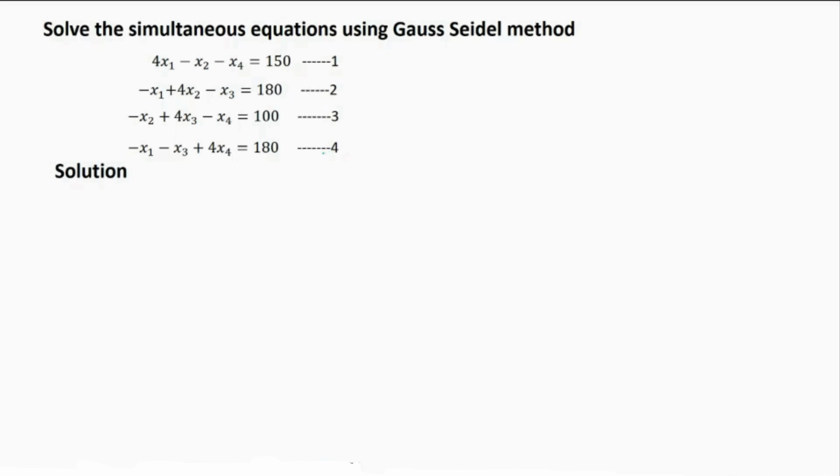First of all, what we have to do? We have to check whether it contains the greatest element along the diagonal or not. For the first equation, 4x1 is the largest element. And for x2, here it is 4, and there is no x2 in the third and fourth equations. So it satisfies the condition.